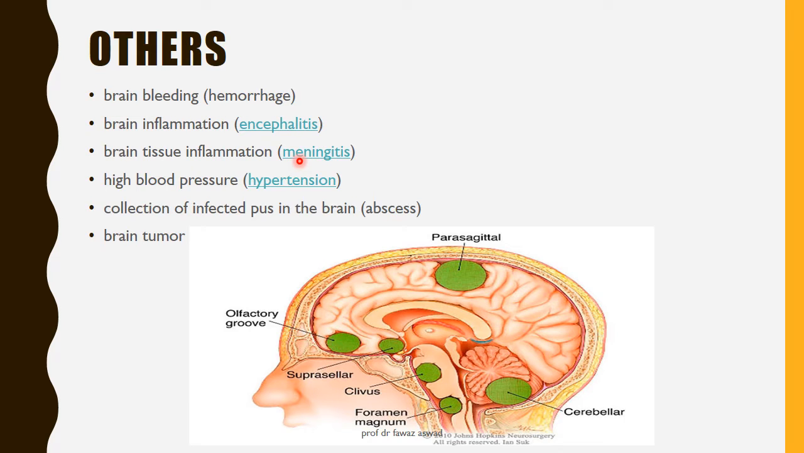And the most important thing that we have to consider is the brain tumor.